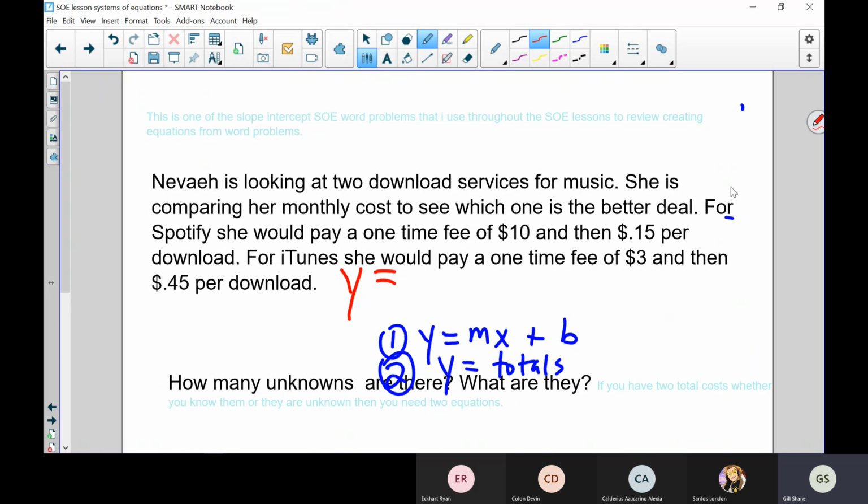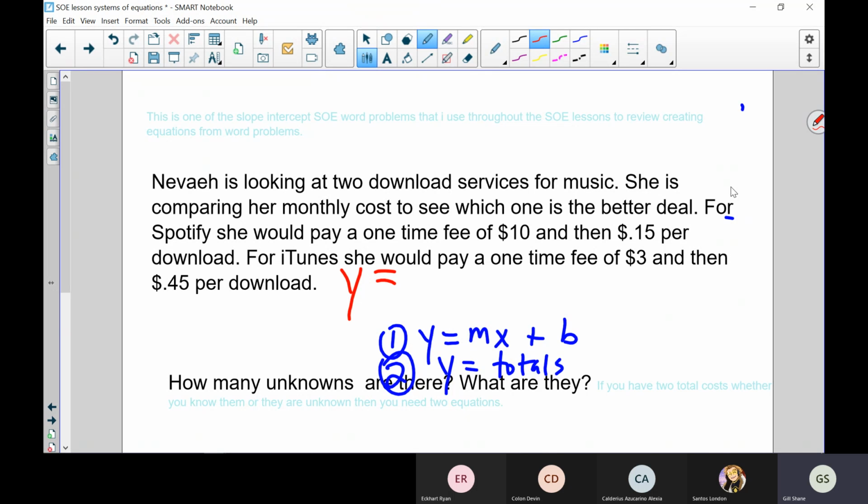So my numbers about Spotify better be the numbers in this equation. I shouldn't see any numbers that are related to iTunes in this equation. This equation is not about iTunes. We're going to create another equation that will be about iTunes, and we'll put them in there. But you shouldn't be putting anything about iTunes in this equation. Only the Spotify numbers. And this is the Spotify total. We don't know what it is, but that's what that represents.